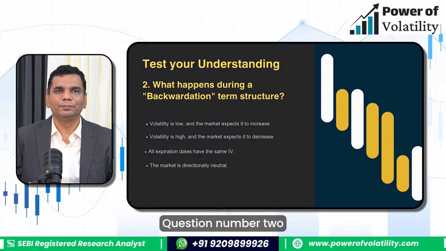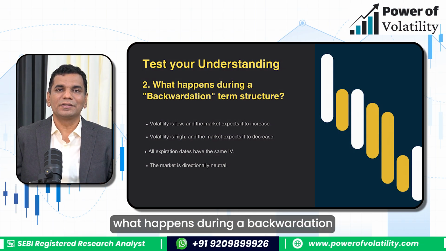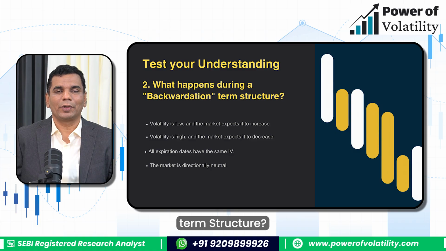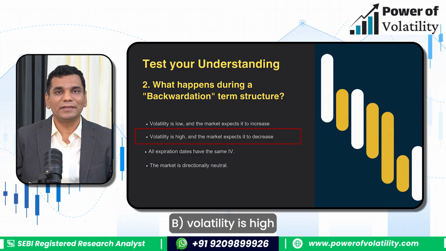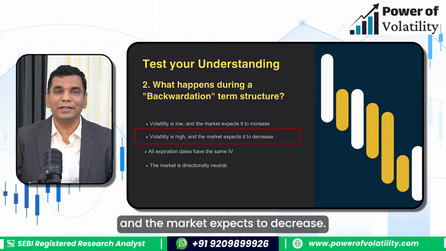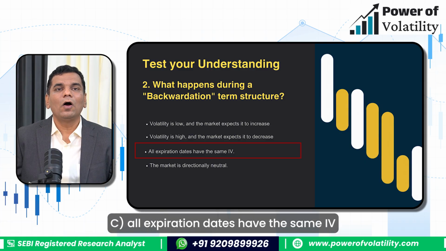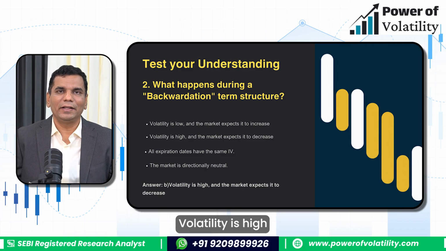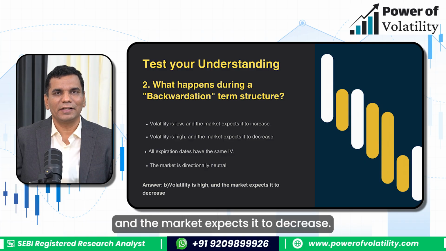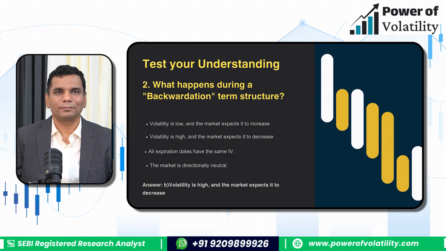Question number 2. What happens during a backwardation term structure? A. Volatility is low and the market expects it to increase. B. Volatility is high and the market expects it to decrease. C. All expiration dates have the same IV. Or is it D. The market is directionally neutral? The answer is B. Volatility is high and the market expects it to decrease.